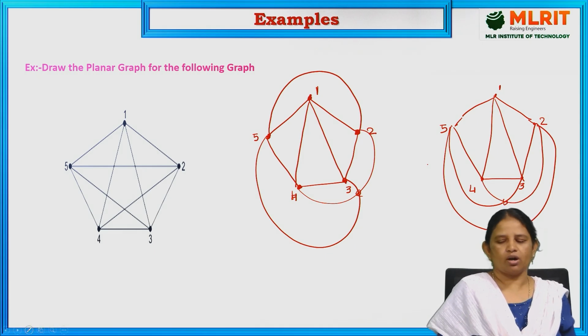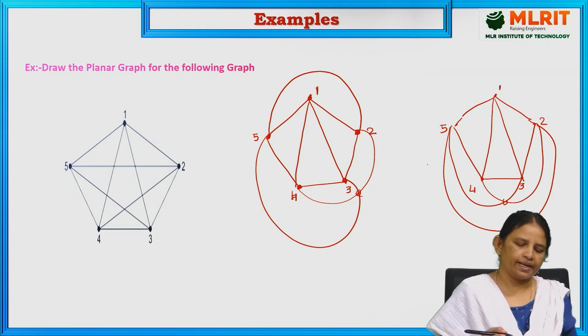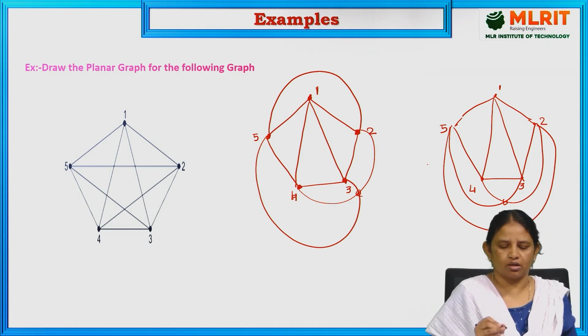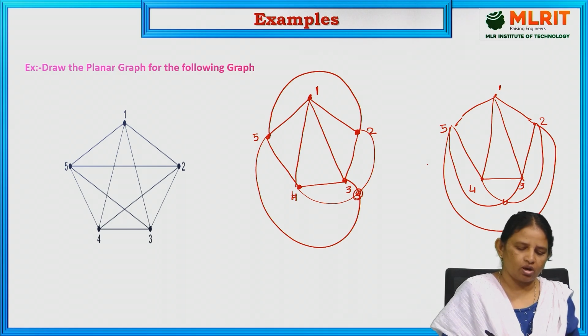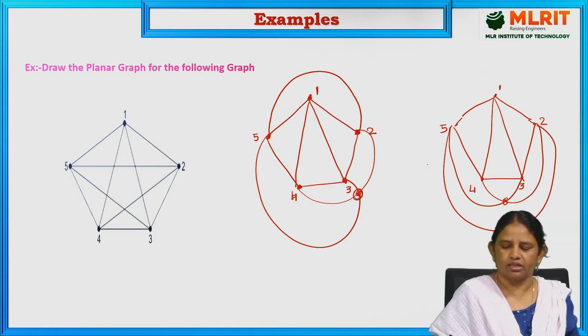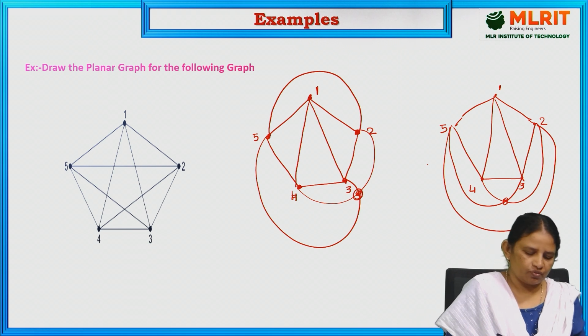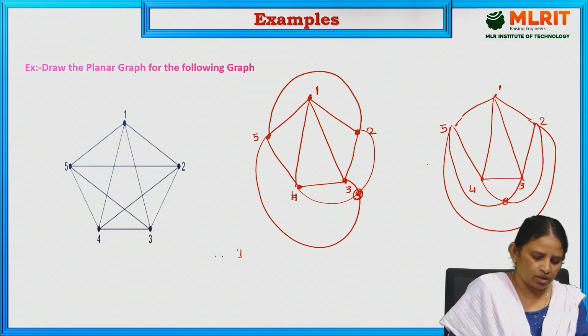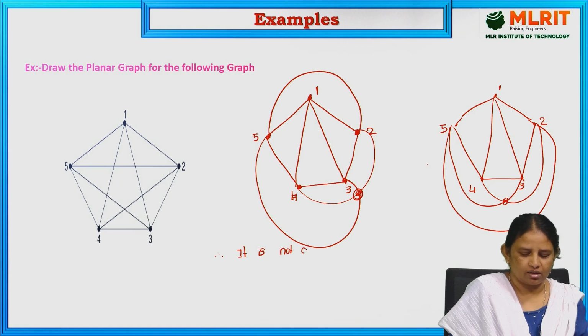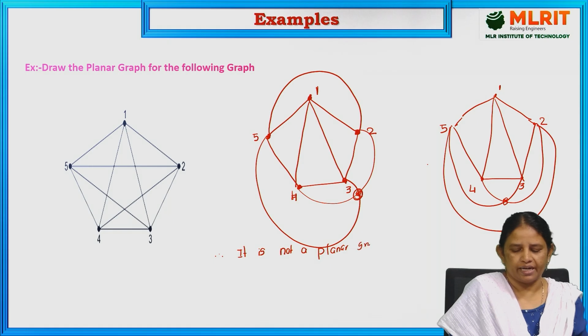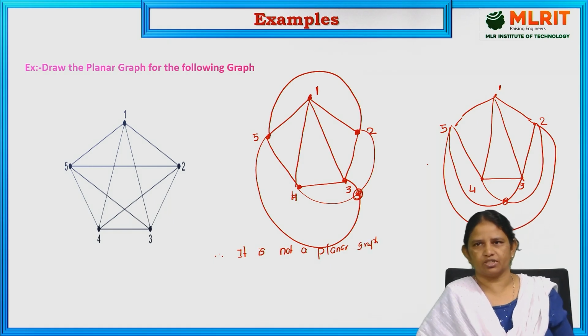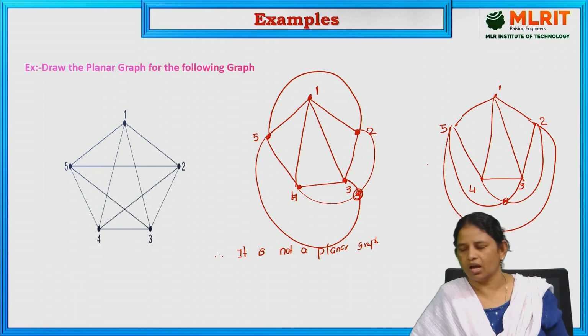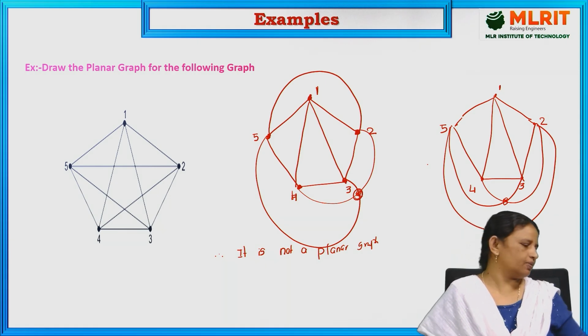So we can't draw. Suppose if you try any other alternatives, we can't draw the planar graph because if you draw like this, there is a crossing. If you draw like this, it is also crossing. So it is not possible to draw the planar graph. So we can say that therefore it is not a planar graph. If you try to draw in any direction, there is a crossing present. So it is not possible to draw the planar graph for the given graph.